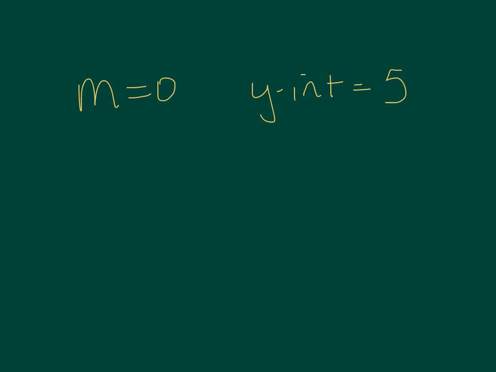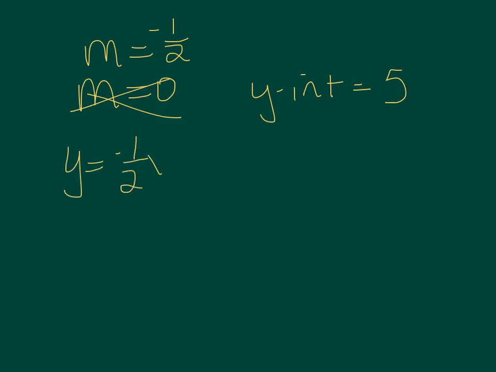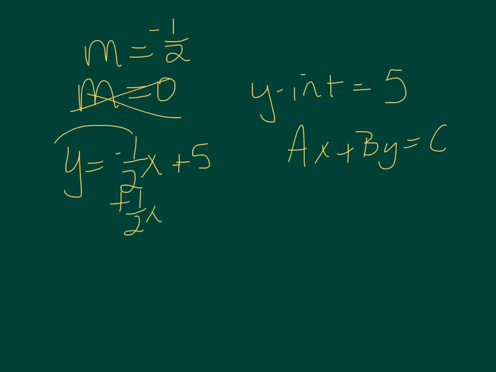I'm going to change this one up here. Let's do another fraction one. Let's go slope equals -1/2. So we have y equals -1/2 x plus 5. Standard form again. I move my x over, so I'm going to add 1/2 x. So I get 1/2 x plus y equals 5.